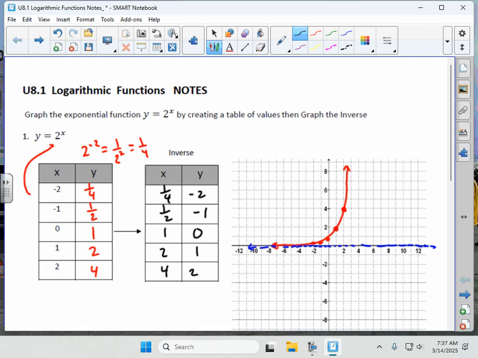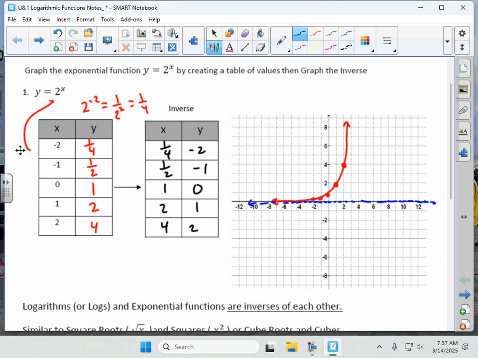All right, so now let's plot these new points. So 1/4 and -2. All right, so that's over here. 1/2, -1. 1, 0. 2, 1. 4, 2. All right, so this is the shape of this inverse graph. So this inverse graph is called a log graph. And this is what the shape of a log graph is.